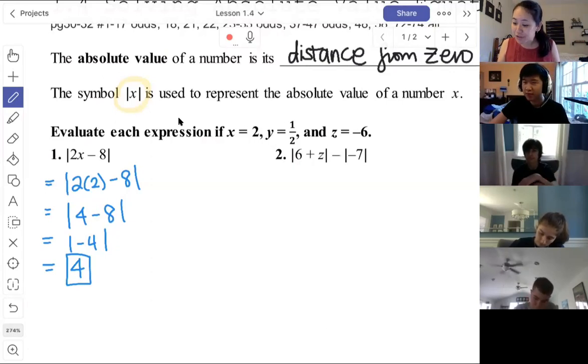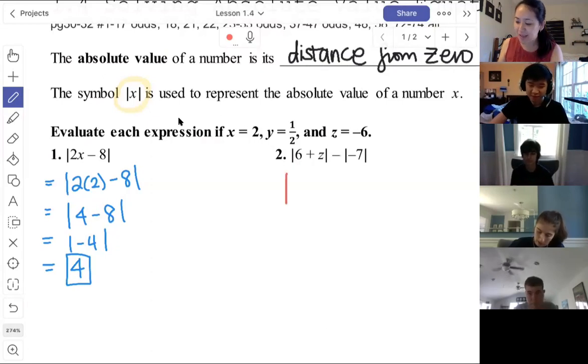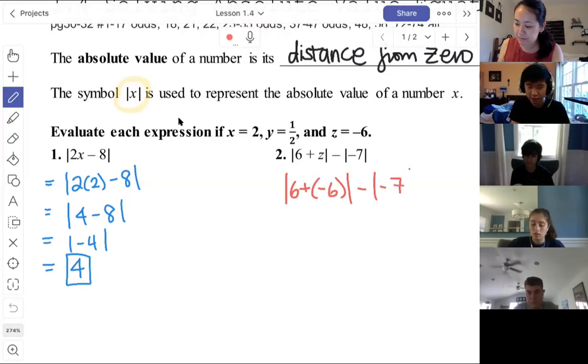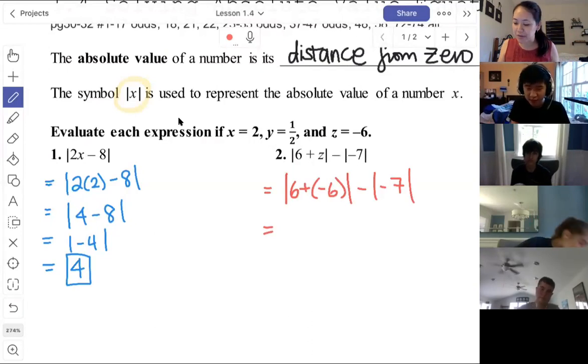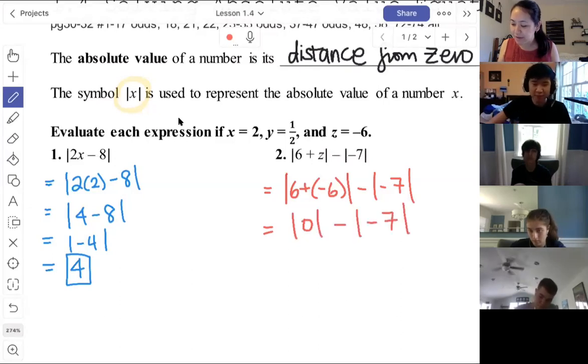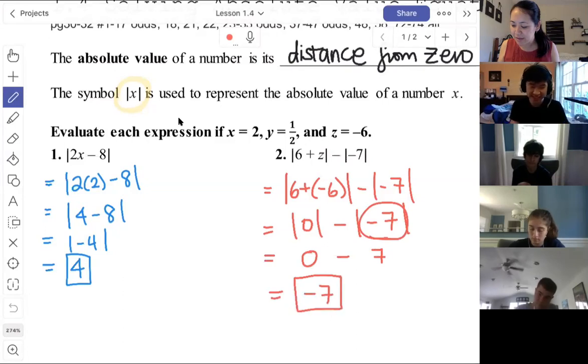All right. Number 2, plug in z is -6. I'm going to use my parentheses around it, keeps me safe. Remember absolute values are their own grouping symbol, so I'm going to do everything inside the absolute value first. So I get absolute value of 0 minus absolute value of -7. This comes out to be 0. This comes out to be +7. So 0 minus 7 gets me -7. And that's my final answer.